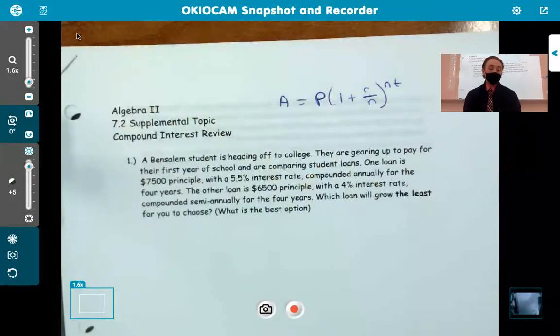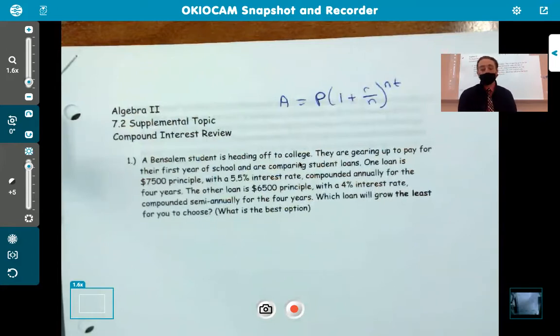So that same number times T, which is the total amount of time that you're looking at this account or this loan or this stock, whatever the situation is. Okay. So that is our formula. Hopefully that is a good refresher for us heading into today's practice.